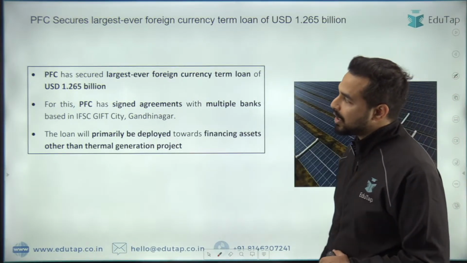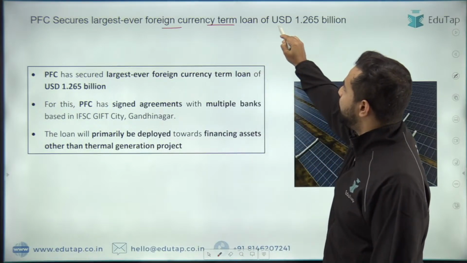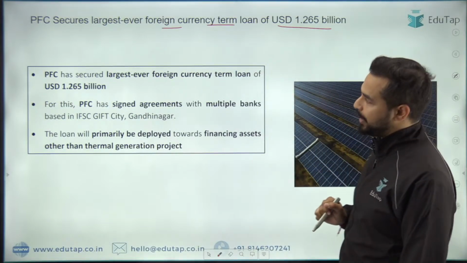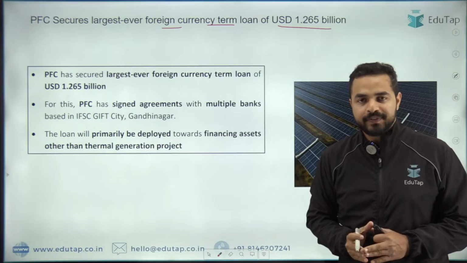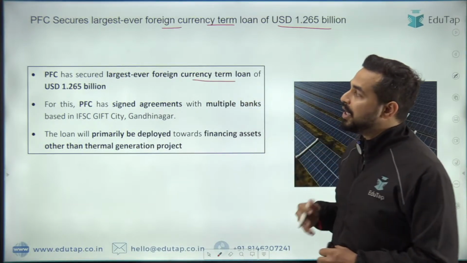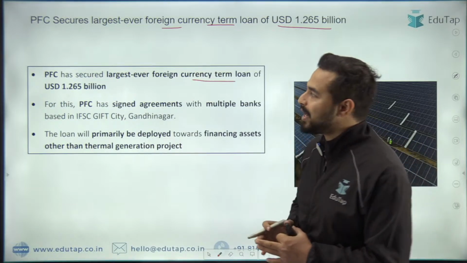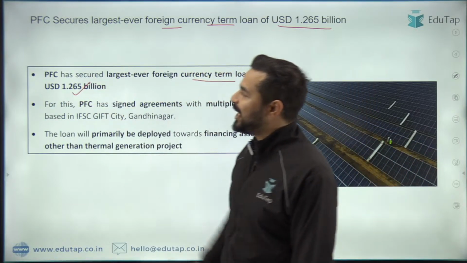So the next news article. PFC has secured largest ever foreign currency term loan of USD 1.265 billion. अगर हम बात करते हैं PFC की, तो PFC ने यहाँ पर लार्जेस्ट फॉरेन करेंसी टर्म लोन यहाँ पर सिक्योर किया है. And what exactly is the amount of that loan? That is 1.265 billion US dollars.